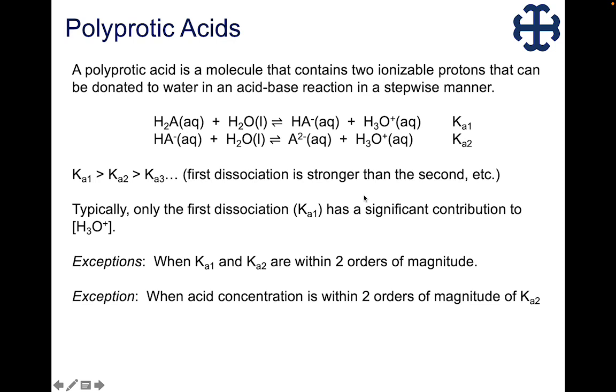The other exception is when our acid concentration is within 2 orders of magnitude of Ka2. An example of this would be, say Ka2 is something like 1 times 10 to the -8th. If the concentration of our acid is something like 5 times 10 to the -7th, that is again within 1 order of magnitude. So it would be a very, very dilute acid at this point, and so this assumption can also break down when our acids are very dilute. Okay, so those are polyprotic acids.